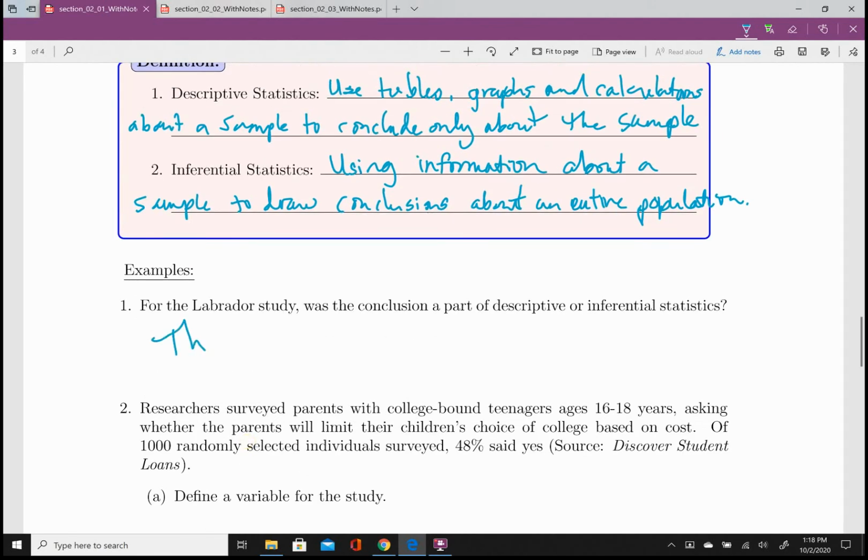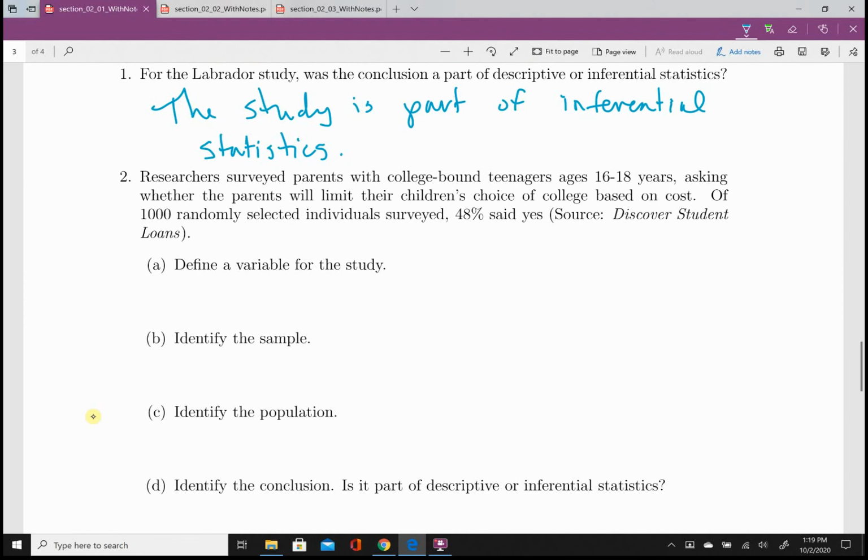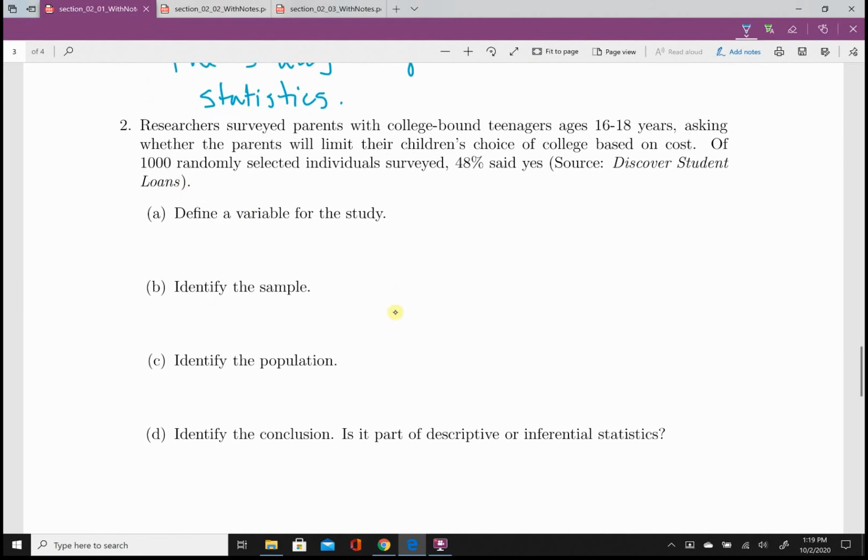So the study is part of inferential statistics. If it was descriptive statistics, they would have said in their conclusion that we were only concluding this about the 48 dogs, but that wasn't the language that they used in their results there.